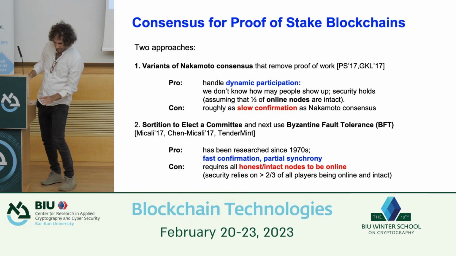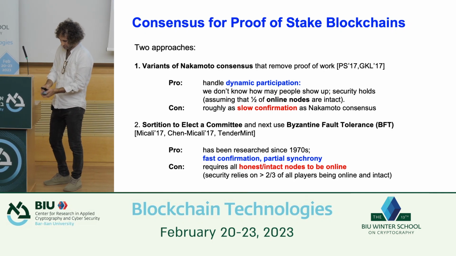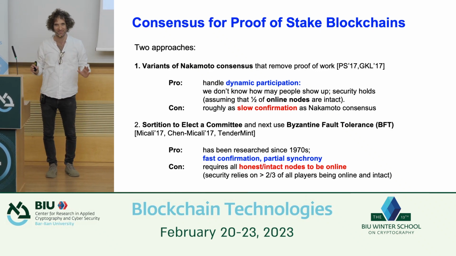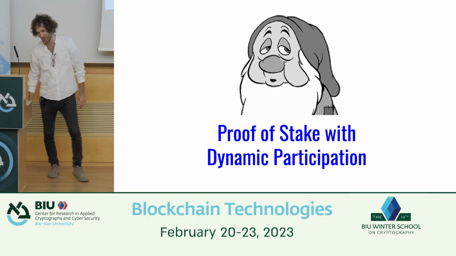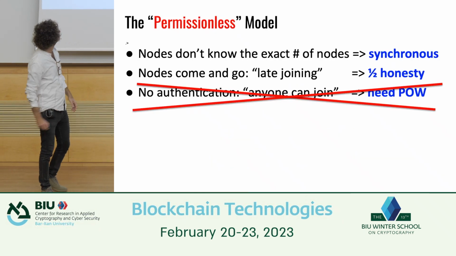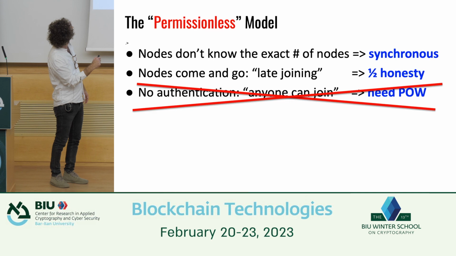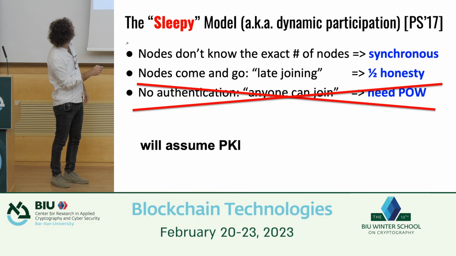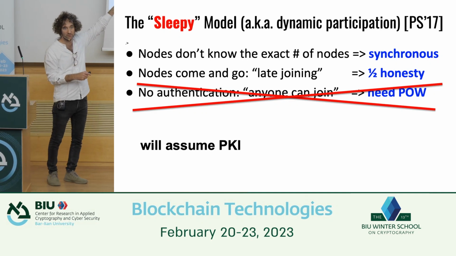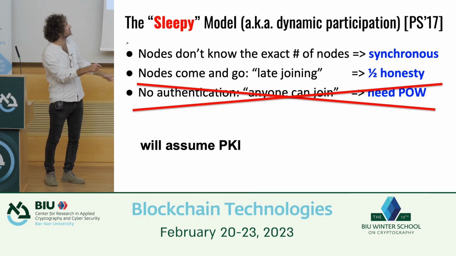All right, in the next 10 minutes, I'm going to blow you through both of these two approaches at a high level. So first of all, dynamic participation. Recall, we're in a setting now where we're removing an assumption from the permissionless setting, and we are allowing a PKI, but we're keeping those two assumptions: nodes don't know the exact number of nodes, and we allow late joining. Therefore, as I said, we need to be in a synchronous model, and we need to assume 1/2.